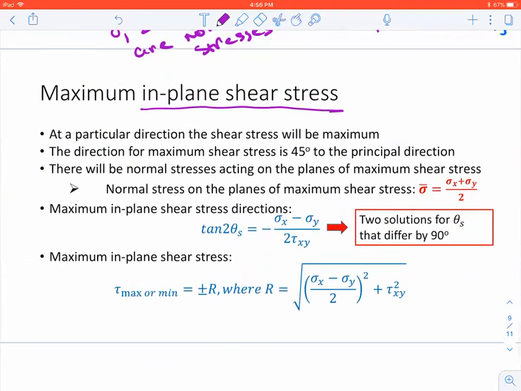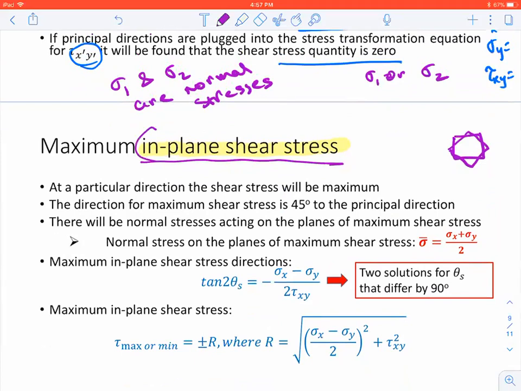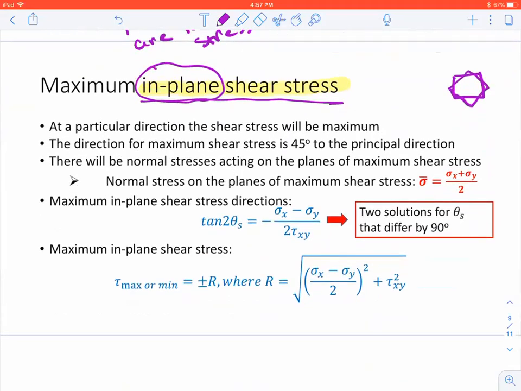Now, similarly, if this is my stress element and I keep on rotating it, I will come across another angle at which I'm going to see maximum in-plane shear stress. Why is it in-plane? Because this is a plane stress problem, so there is no stress in the Z direction. That's why we call it in-plane shear stress. So at a particular direction, the shear stress will be maximum. And that direction for maximum shear stress, you will see, is 45 degrees to the principal direction.